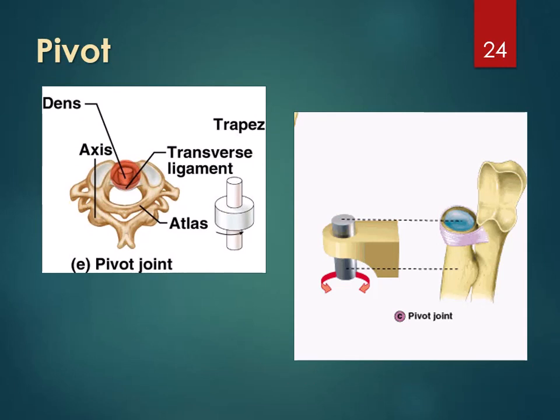A pivot joint is kind of like a circle on top of a pin in this picture right there. A good example is your top 2 vertebrae. The top one will rotate back and forth on either side of this pivot, so you have rotation around an axis. Another example is the radius can turn against the ulna there.